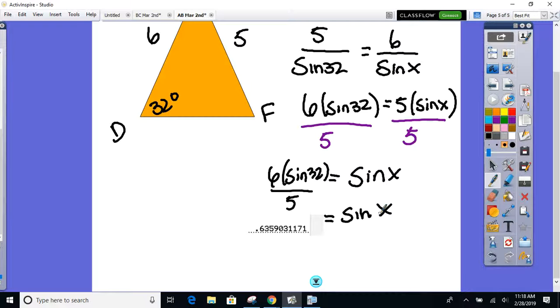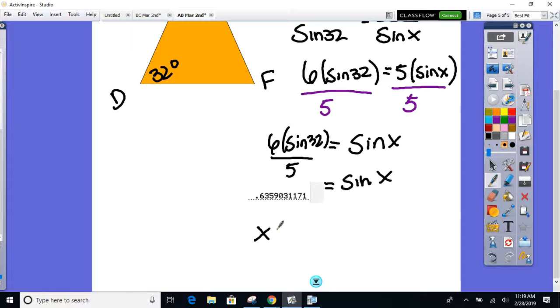What have we been doing when we have to find an angle? Inverse, right? Anytime we have to find an angle, we got to do the inverse. Same thing applies here. We have to do inverse of sine. So x equals inverse of sine, then I can plug that decimal in. Anytime you got to find an angle, got to use the inverse.